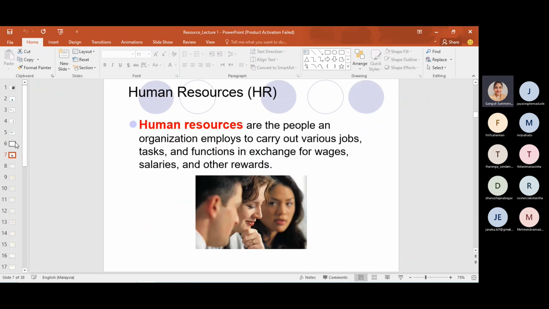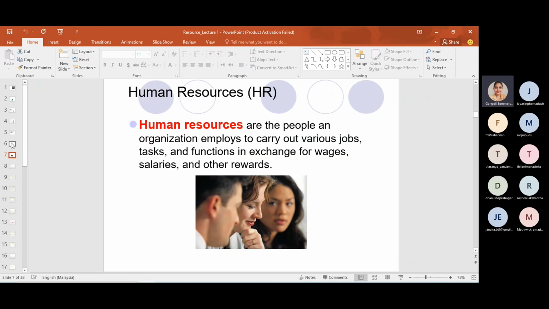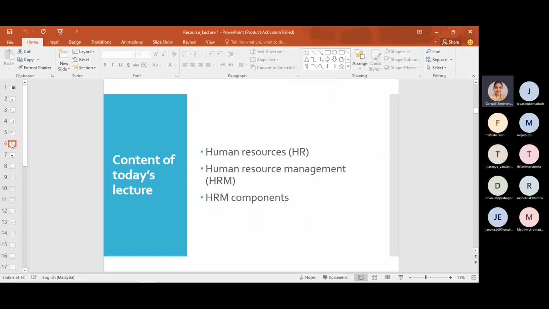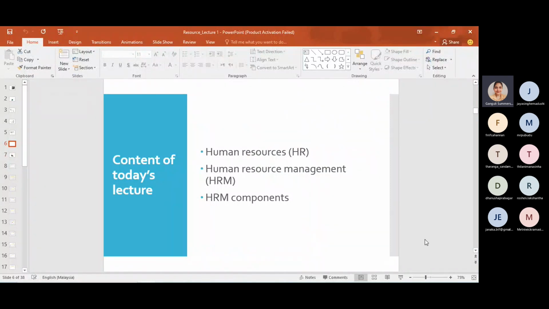So first of all, let's see what human resources are. Human resources are shortly called HR. Guys, before I teach you, according to your understanding, what are human resources? If I ask you to give a small definition for human resources, how will you define that word?